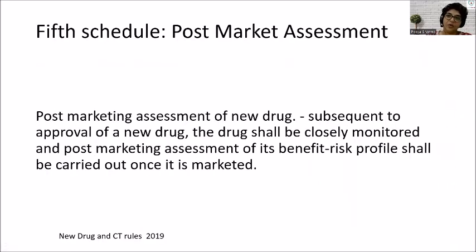Now in India, we follow the NDCT Rules 2019. This is the New Drugs and Clinical Trials Rules. These are the rules that are followed for drug development as well as for post-marketing evaluation. In the NDCT Rules 2019, there is a Fifth Schedule which focuses on post-marketing assessment. They say the post-marketing assessment of a new drug is subsequent to approval of a new drug. The drug shall be closely monitored, with post-marketing assessment of its benefit-risk profile.